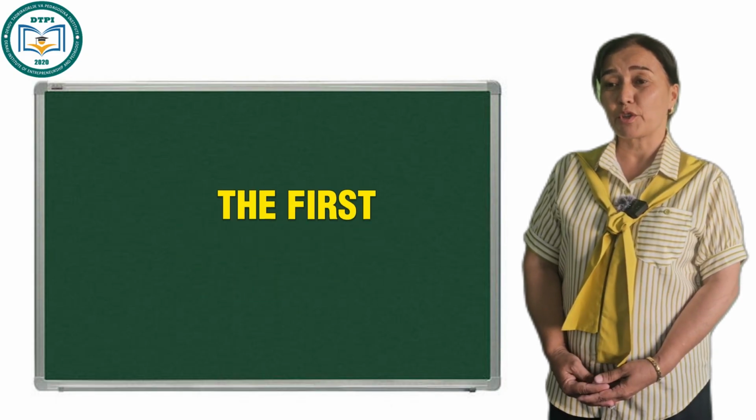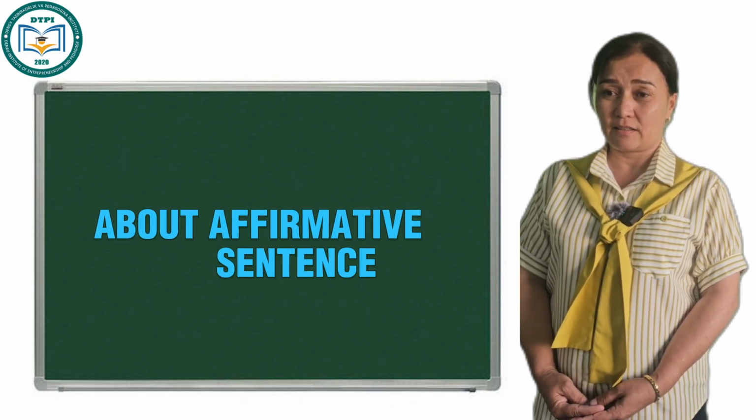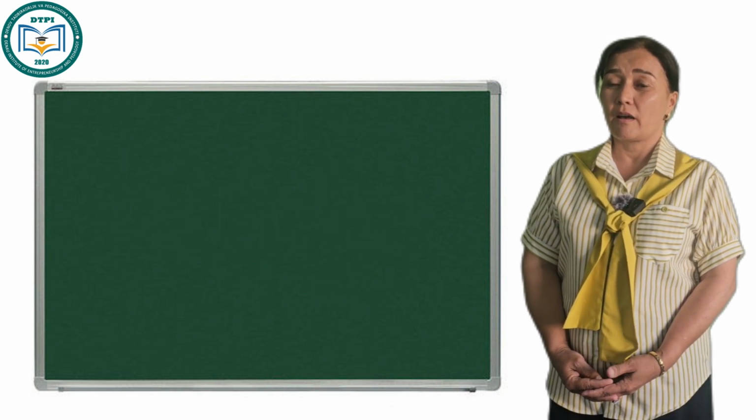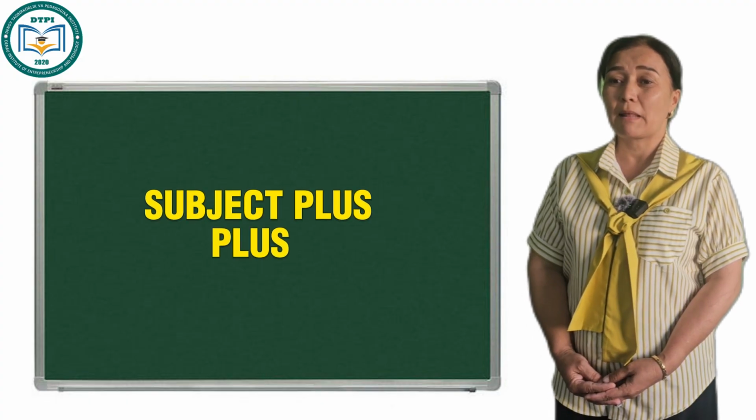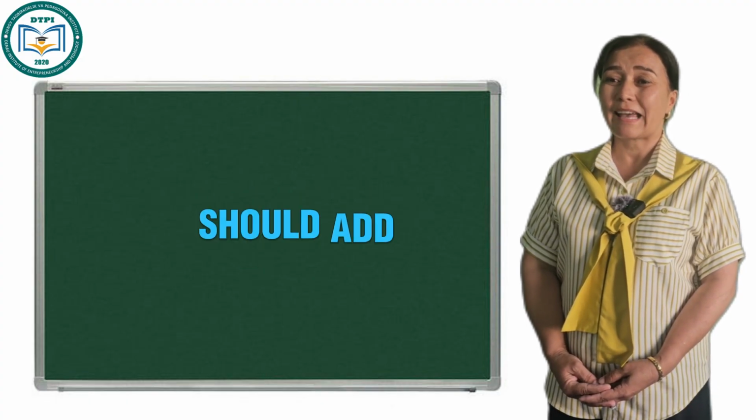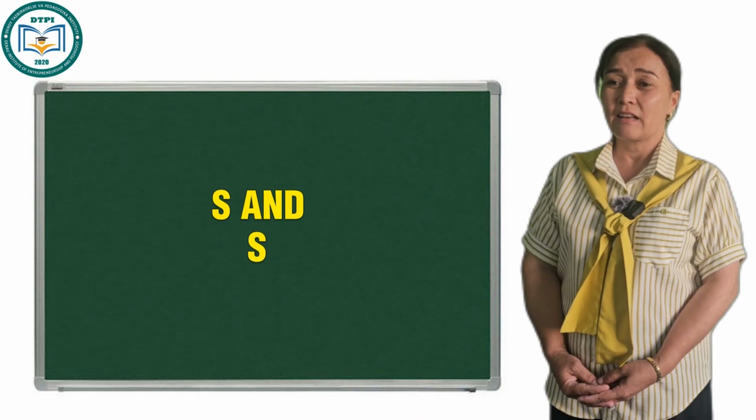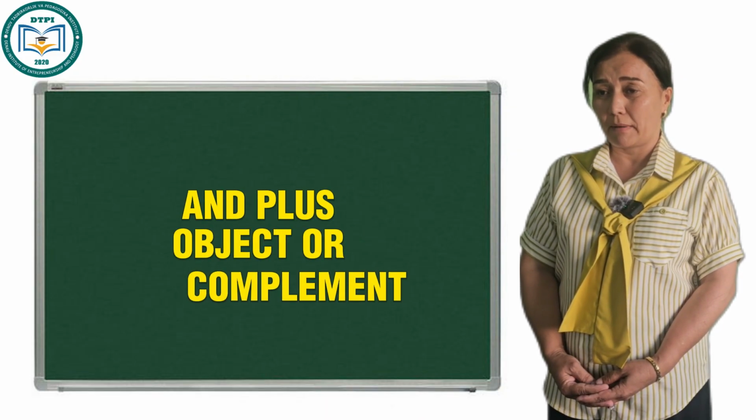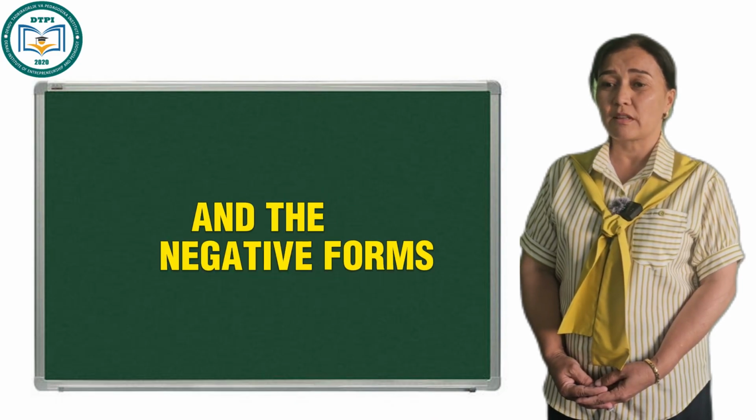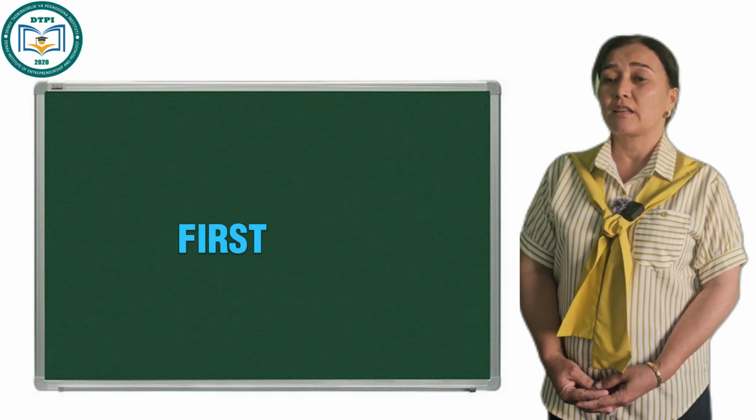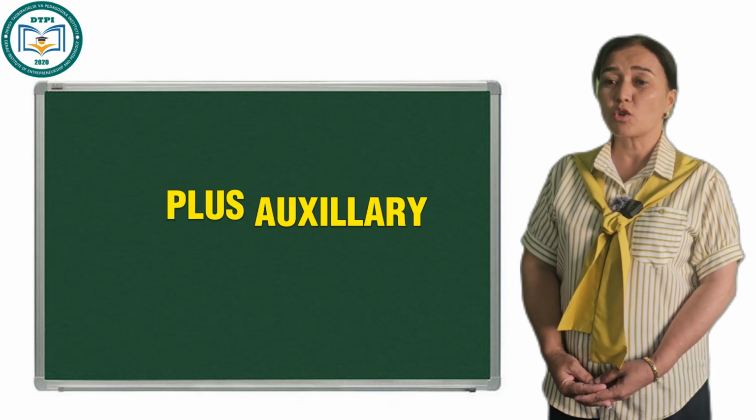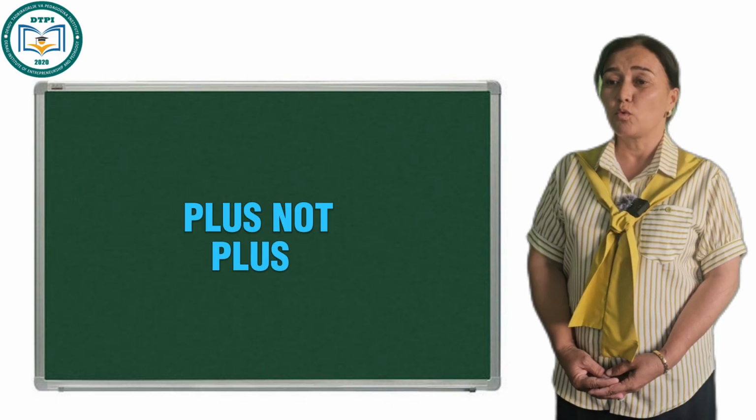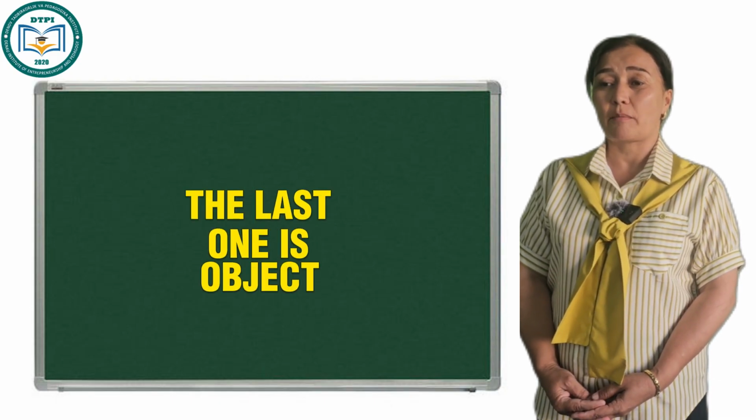First of all, let's talk about the affirmative sentence. In an affirmative sentence, first comes the subject plus verb, and we should add es or s for the third person singular, plus object or complement. In the negative form, first comes the subject plus the auxiliary verb do or does plus not, plus verb, and of course the last one is object.